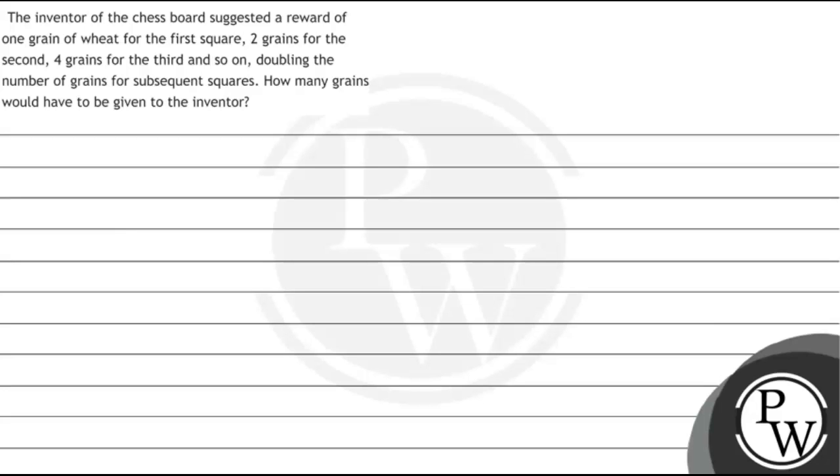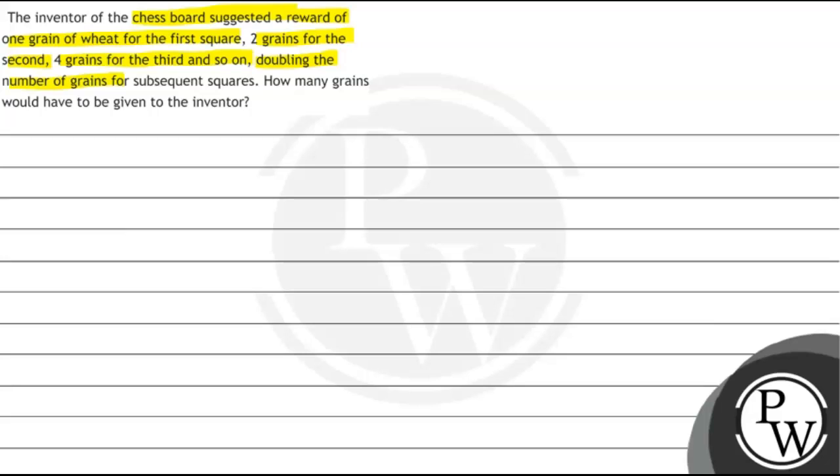The question says, the inventor of the chessboard suggests a reward of 1 grain of wheat for the first square, 2 grains for the second, 4 grains for the third and so on. Doubling the number of grains for each subsequent square, how many grains would have to be given to the inventor?